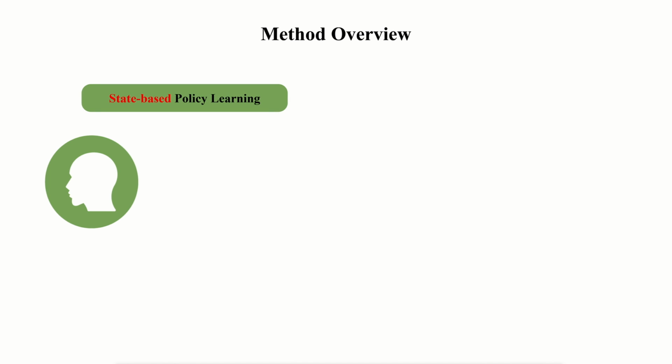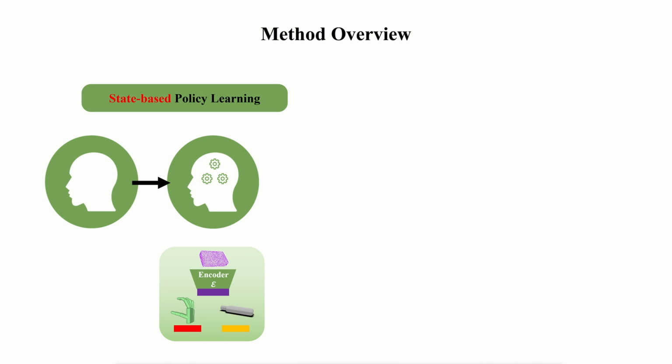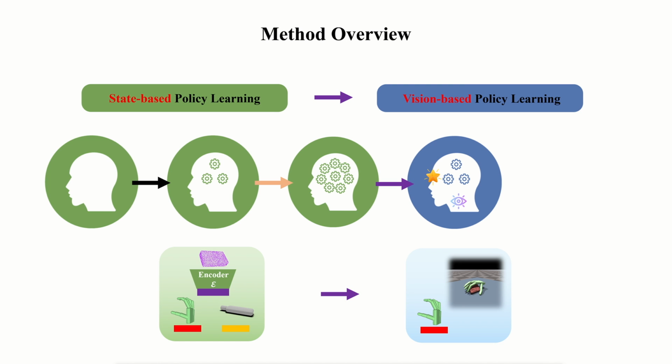In our method, we first train a state-based policy. Then, after specialized fine-tuning, this policy has a better performance. After that, we distill it to a vision-based policy. We then fine-tune the vision-based policy to the final good enough policy.